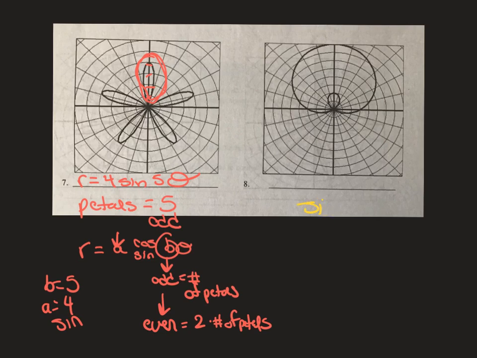Definitely going to be a sine equation because I'm on the y-axis. And because I just drew the positive y-axis, it's going to be a plus. Okay, so for our inner loop, we now know r equals a plus b sine theta.